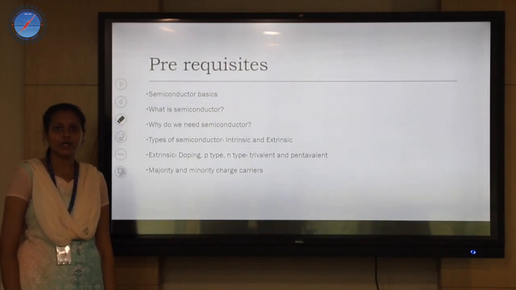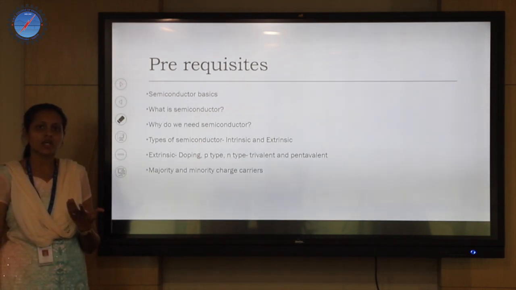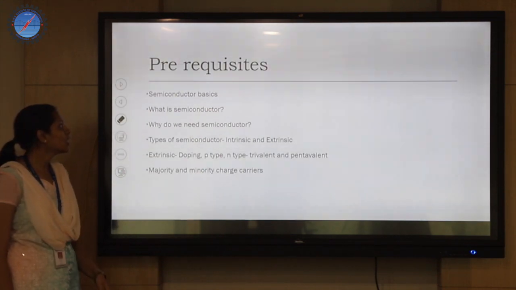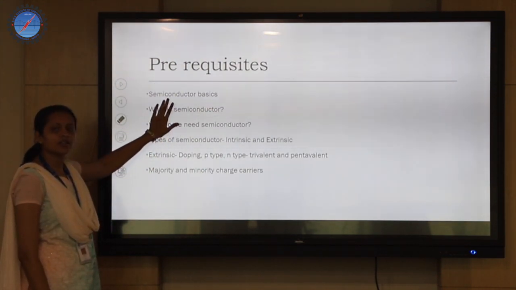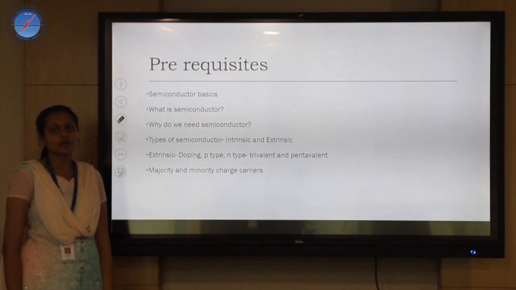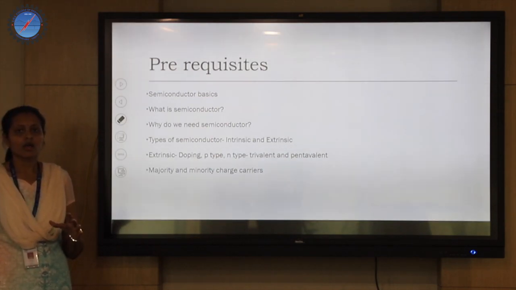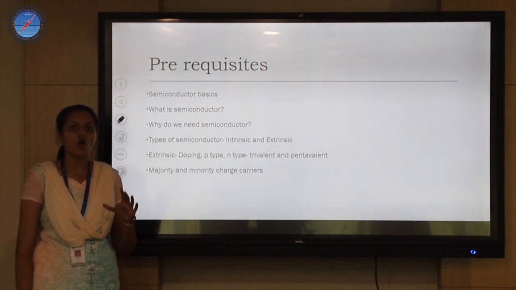Before starting this unit, you need to know what are the prerequisites for understanding the concepts of this unit. So the prerequisite for this unit is semiconductor theory. So I will brush the important points which are essential to understand the concepts of this unit.